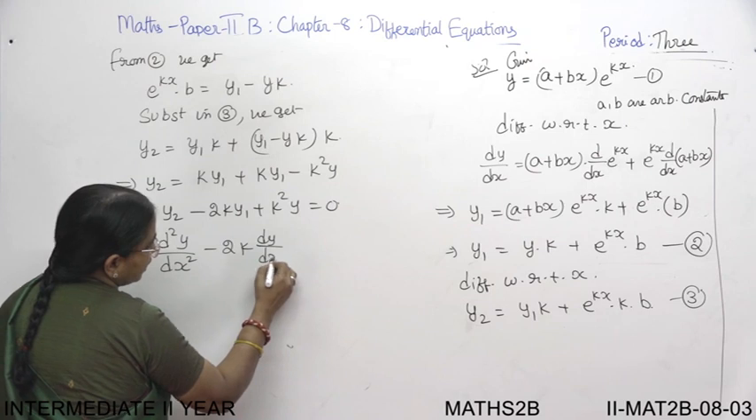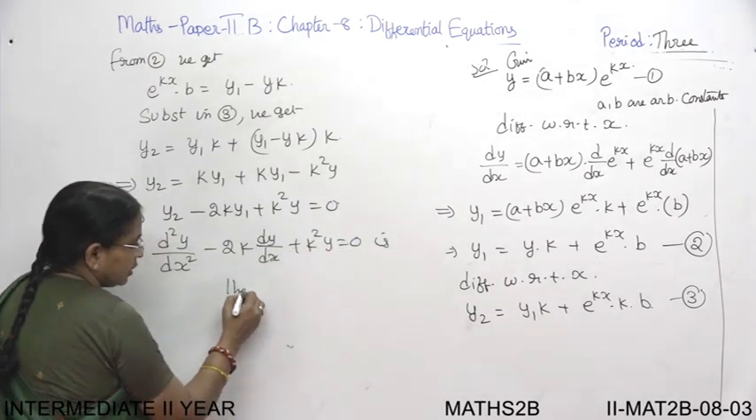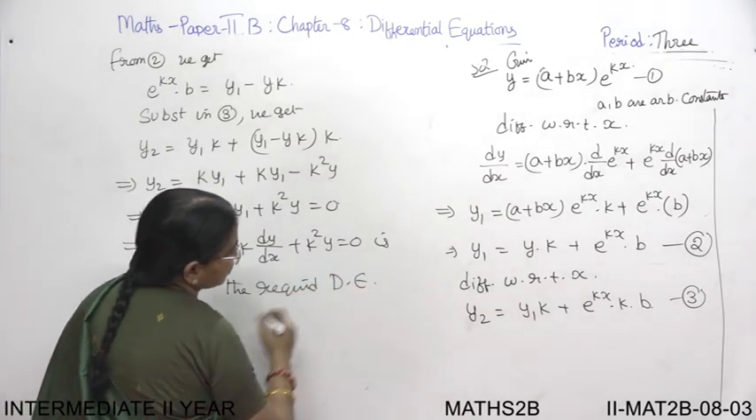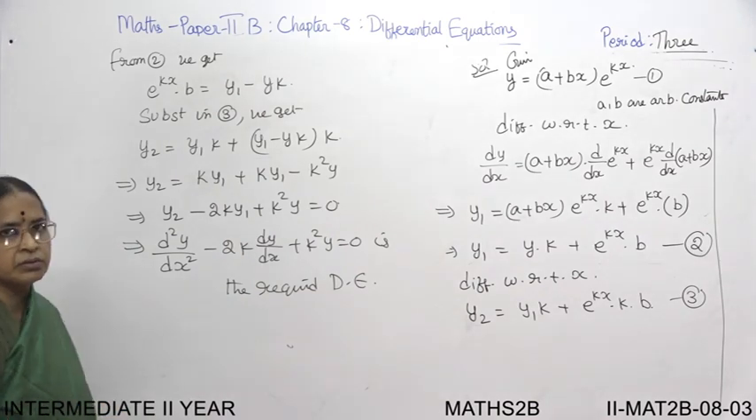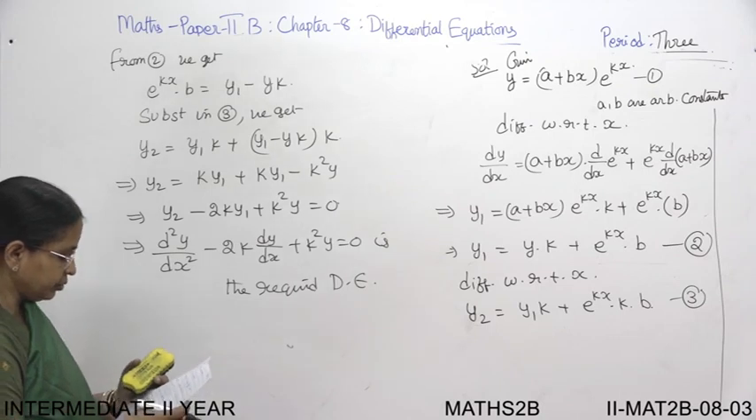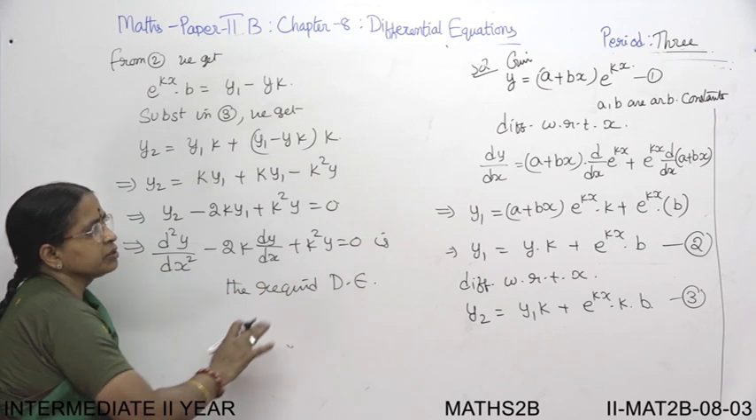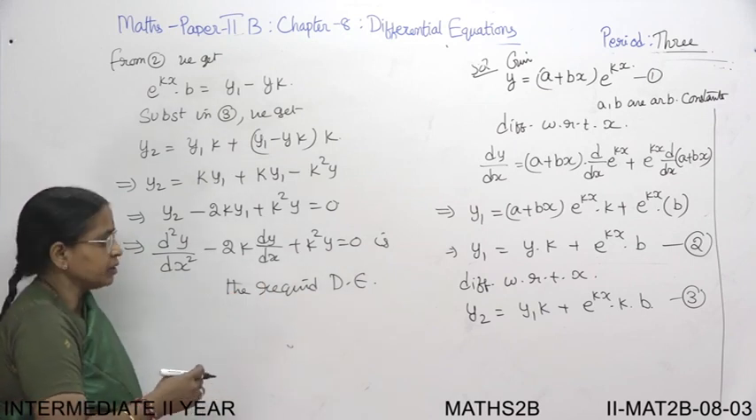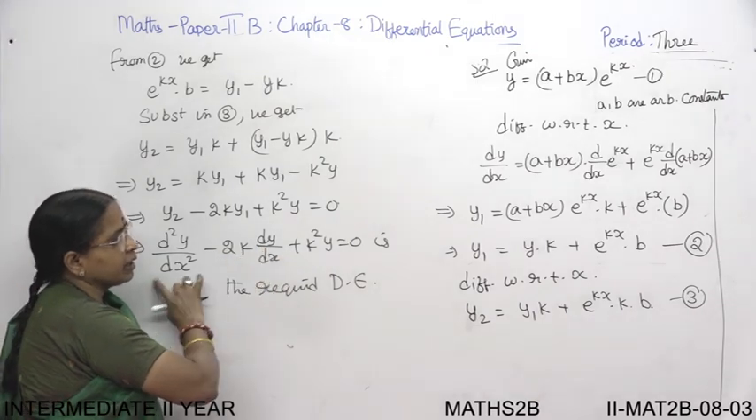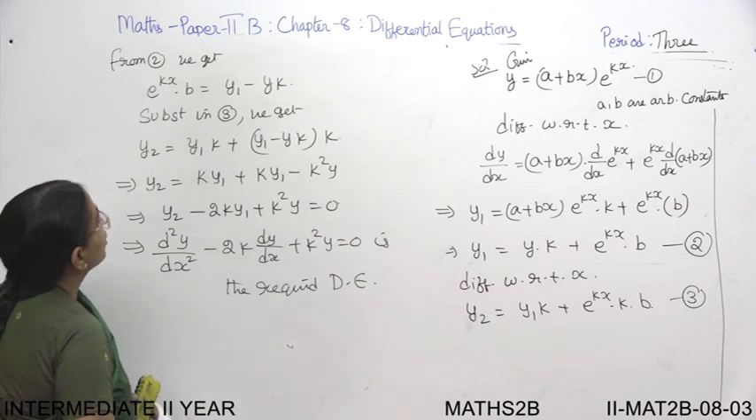2k dy by dx plus k square y is equal to 0 is the required differential equation. So like this you have to do. There is no particular method, as I said. You have to use different ideas to find the differential equation. You can observe A and B got eliminated. K will be there in the differential equation because K is not an arbitrary constant.